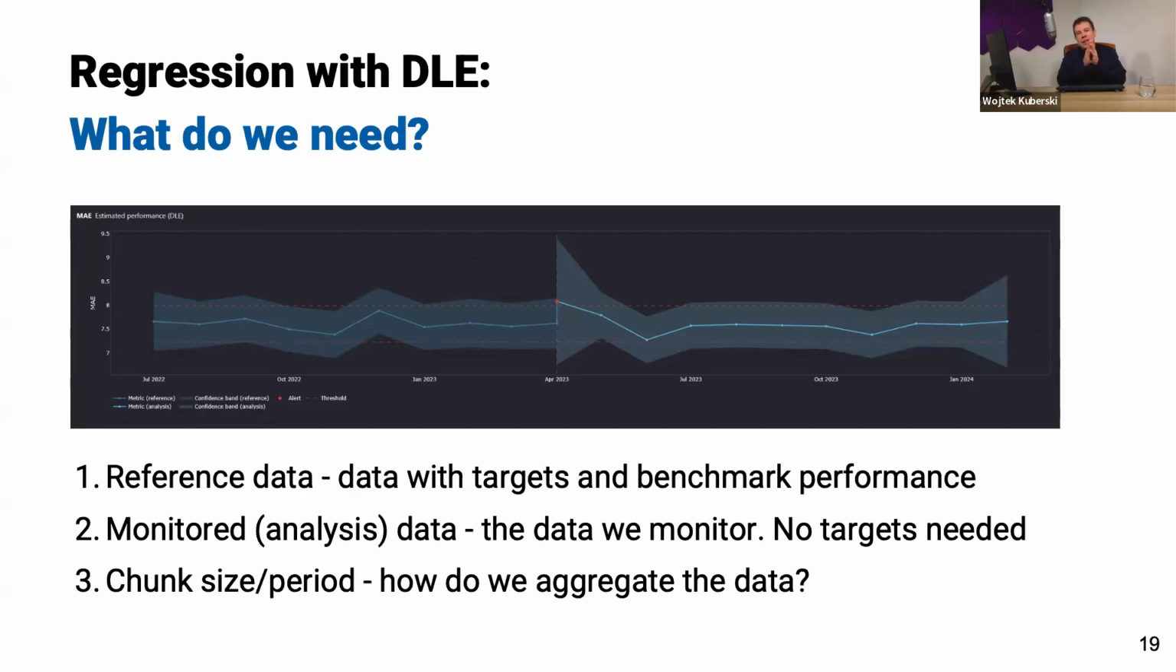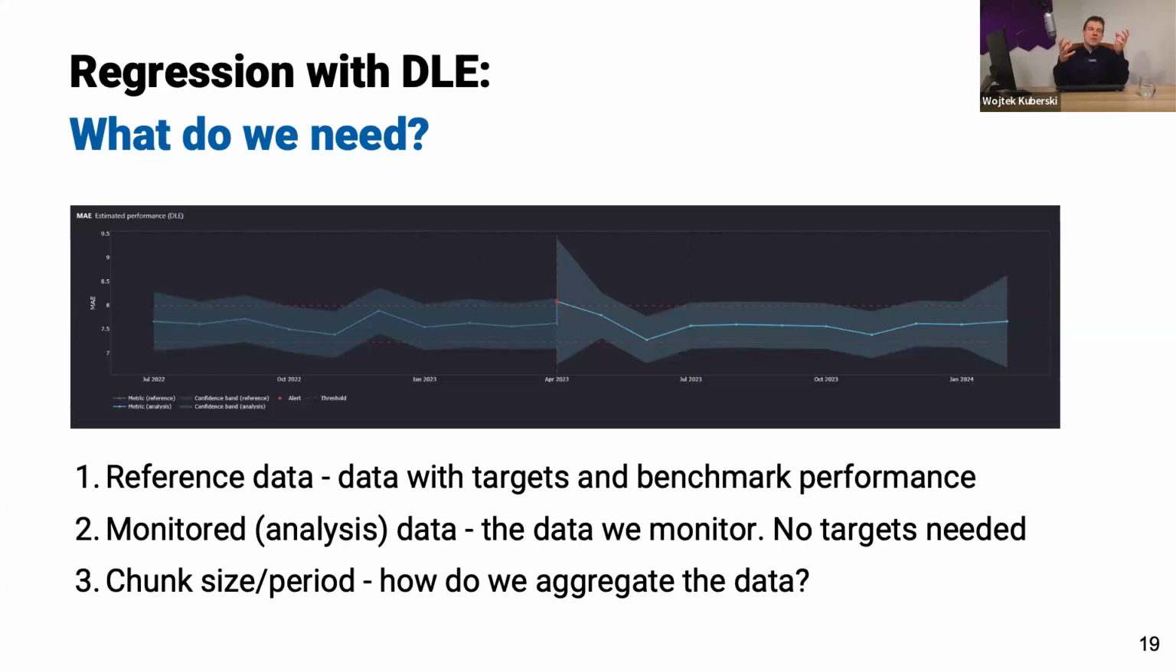And then the last thing we don't really need, but we just need to specify, is how we want to aggregate our data. So imagine that instead of trying to aggregate data in chunks, we want to estimate the performance for every single data point. This is something that we could potentially do, but unfortunately in practice, the estimation error of that performance is going to be very high just because of the stochastic nature of the data.